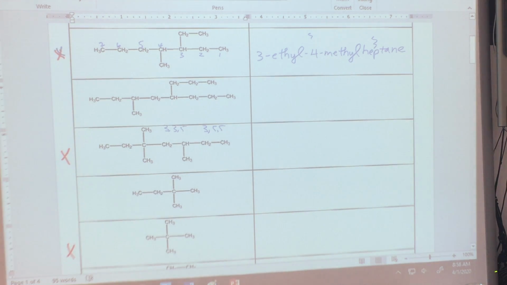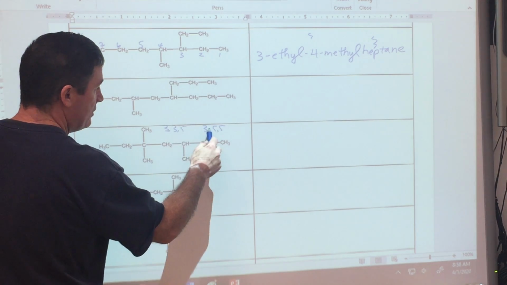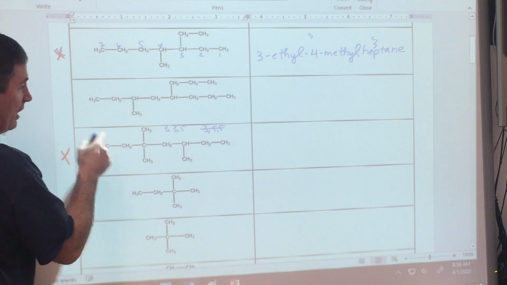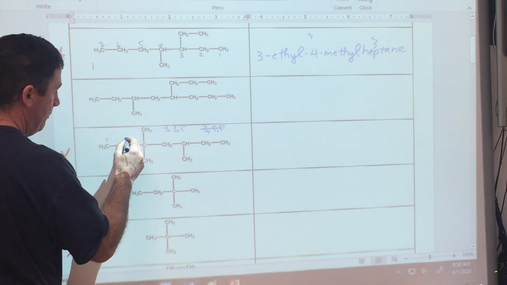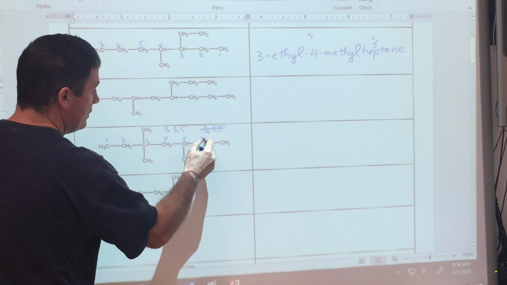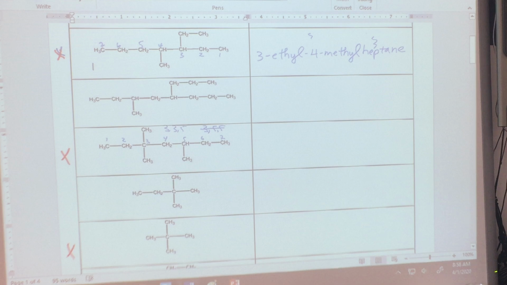Okay, so what's my lowest combination of numbers? This one adds to 11, this one adds to 13, so I'm going to get rid of that one, and I'm going to start on the left. 1, 2, 3, 4, 5, 6, and 7. Okay, now I've got my combination, I've got my numbering system down.